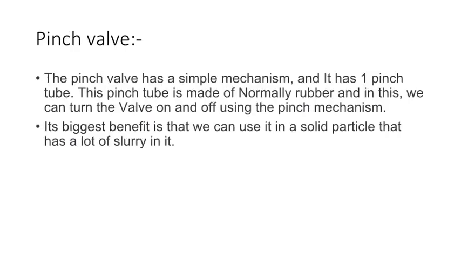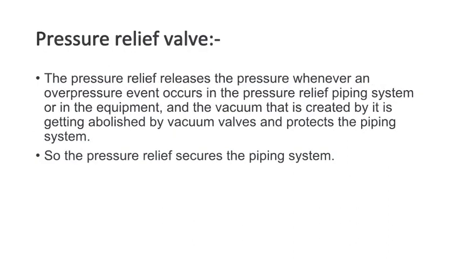The pinch valve has a simple mechanism and it has one pinch tube. This pinch tube is normally made of rubber, and we can turn the valve on and off using the pinch mechanism. Its biggest benefit is that we can use it with solid particles in a lot of slurry. The pressure relief valve releases the pressure whenever an overpressure event occurs in the piping system or in the equipment, and the vacuum that is created by it is abolished by vacuum valves and protects the piping system. So the pressure relief valve secures the piping system.